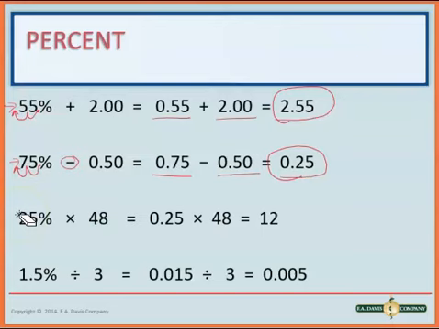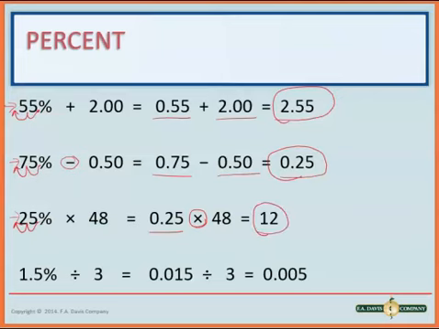In the third calculation, we've got 25%. We need to move our decimal over from the end of that number. So if you move it over 2 spaces, you end up with 0.25. And in this problem, we're doing multiplication. So 0.25 times 48 is 12.